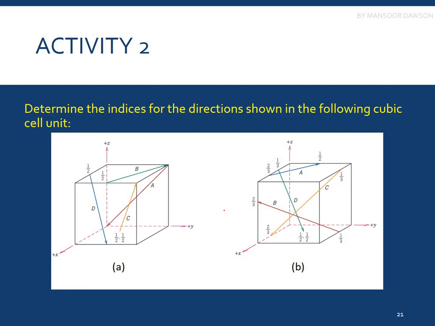In activity 2, you have to determine the indices for the direction shown in the following cubic unit cell. You can see that this is the origin now, and the direction is moving towards this side. Again from right here, this is A, this is B, this is B, and this is C from the middle. So try to find out the indices for these directions as well. This is very easy. I hope you can easily do it on your own.